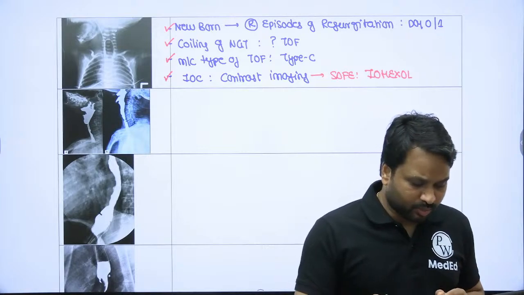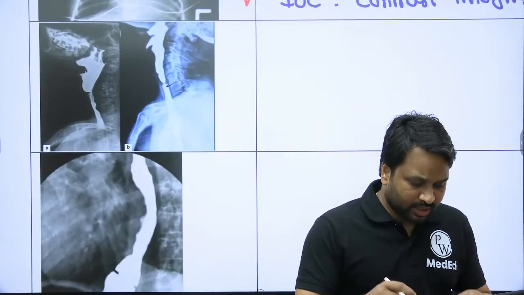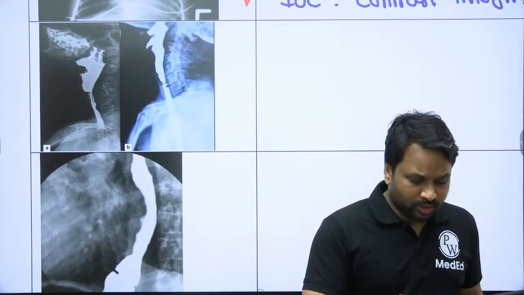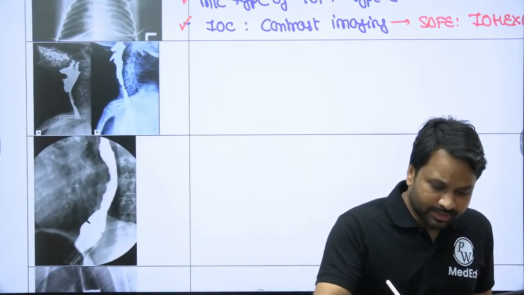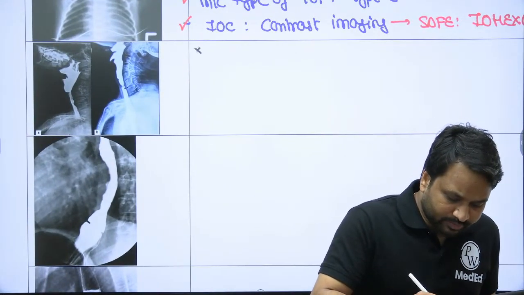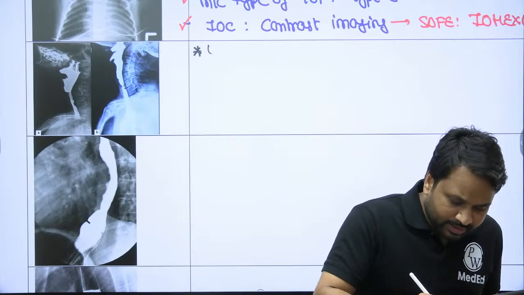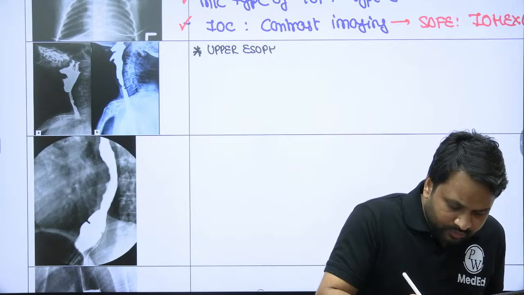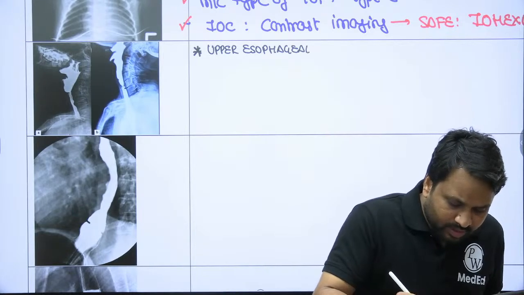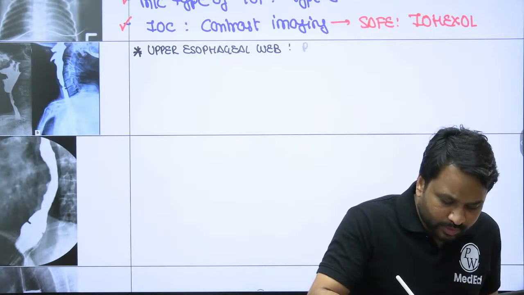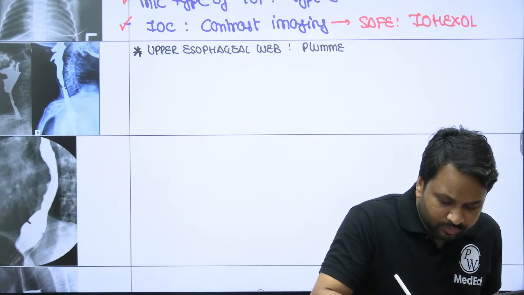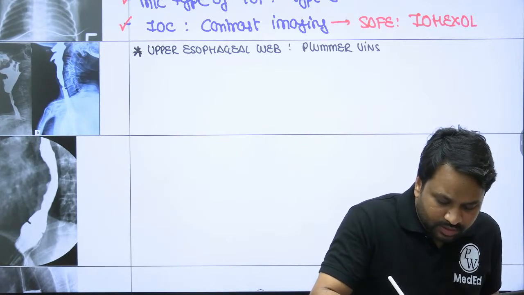That's the important objective. Now here you can see that there is a mucosal narrowing on a barium swallow. This mucosal narrowing on a barium swallow is what we call the upper esophageal web. Now this upper esophageal web is associated with Plummer-Vinson syndrome.